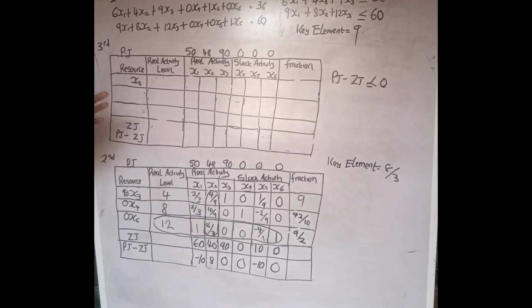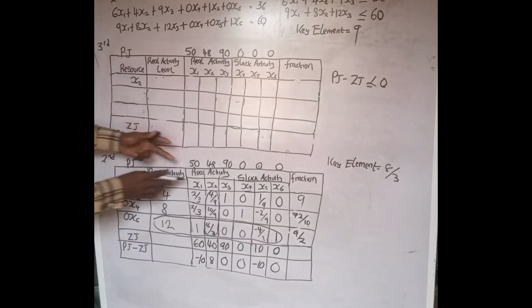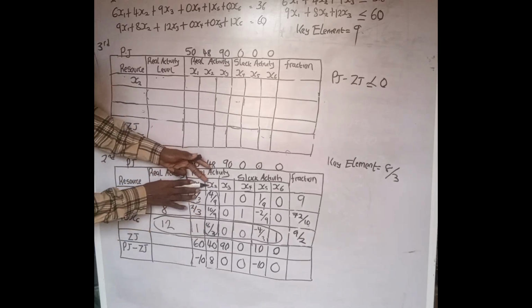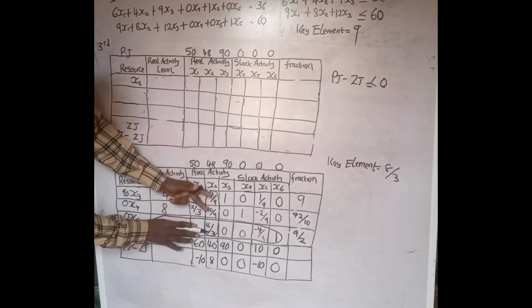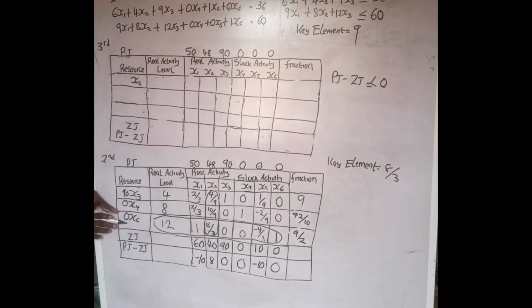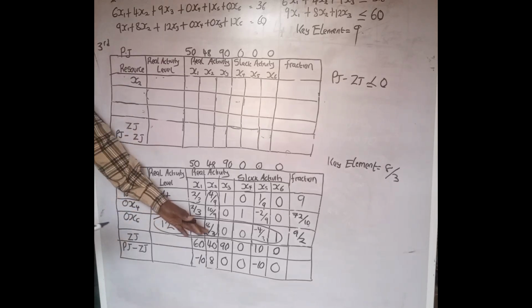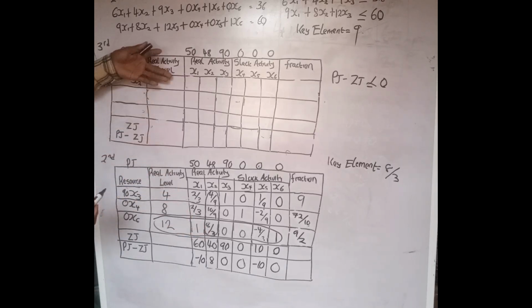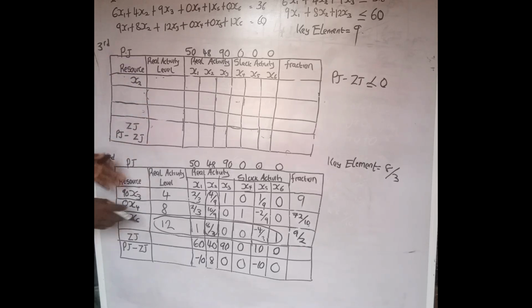Now I told you the concept of leaving variable and entering variable. x2 will be our entering variable. If you trace it downward, this is the key element, so the variable x6 will be leaving. So I'm going to have x2 instead of x6 in this place. That's the reason why I wrote x2, and I prefer to make the row where my key element falls the first row in my next iteration, so as to enhance easy solving of this question. So now you have the entering variable, x2.